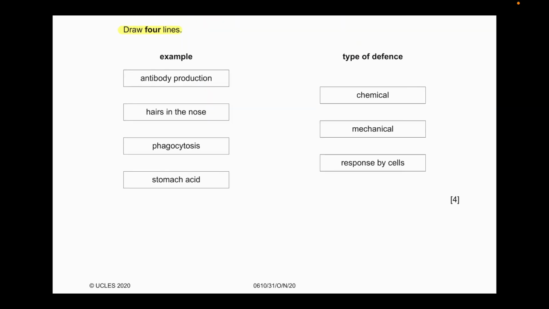So antibody production is actually a response by the cell. Hairs in the nose is a form of mechanical defense. Phagocytosis is a kind of response by the cell. Stomach acid is a form of chemical defense.